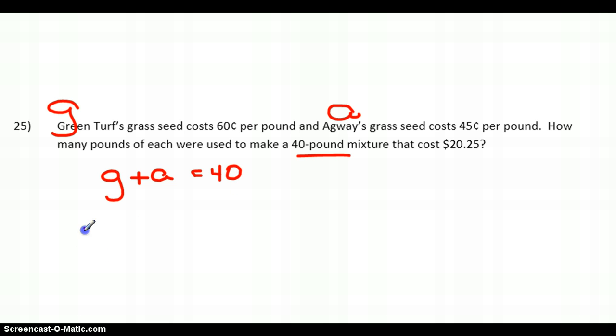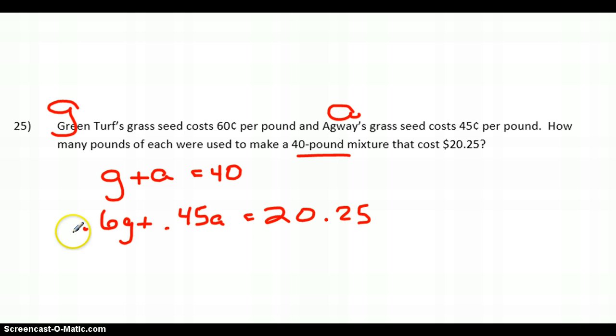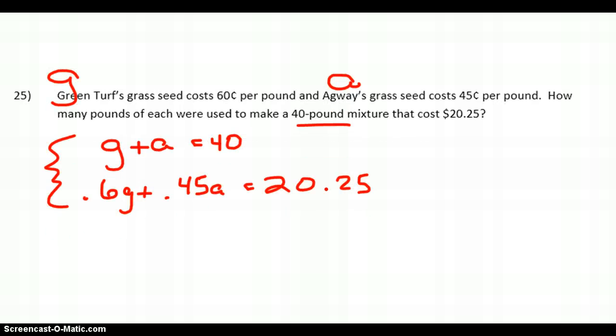And G costs 60 cents, so 0.60, or just 0.6 G, plus 0.45 A equals my total, 2025. My money equation, very similar to my interest equation or to my mixture equation. Solve it. Next.